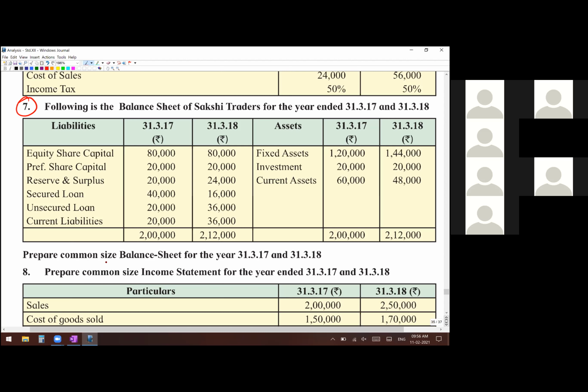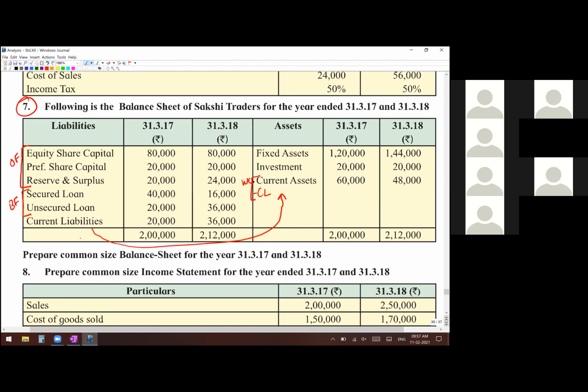Preparation this time is going to be different because 2 years you have to calculate. So have a look what is given there. Following is the balance sheet of Sakshi traders for the 2 years 17 and 18. Starting with the liability side, equity share capital, preference share capital, reserves and surplus. All three under owners funds, that is shareholders funds. Next two items, same, secured and unsecured loan, both are borrowed funds. Current liabilities always goes on the other side below current assets. So fixed assets by itself, investments by itself, and current asset minus current liabilities will give you working capital.